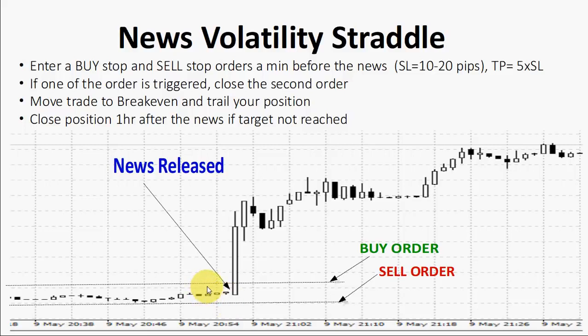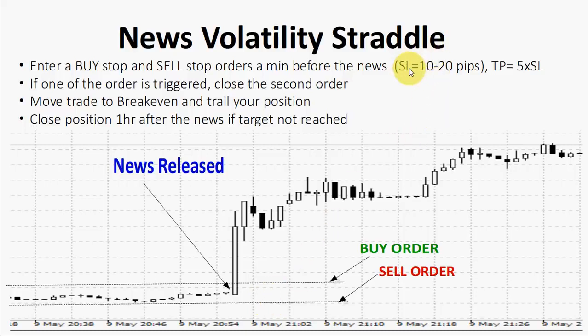Okay, so let's say you have set up two orders now, 10 pips above, 10 pips below. Buy stop, sell stop. Then immediately the news is out, one thing will happen. One of your trades will be triggered. In this scenario, this buy trade is triggered. Then you go and cancel the sell trade. If this has been triggered, cancel the sell trade.